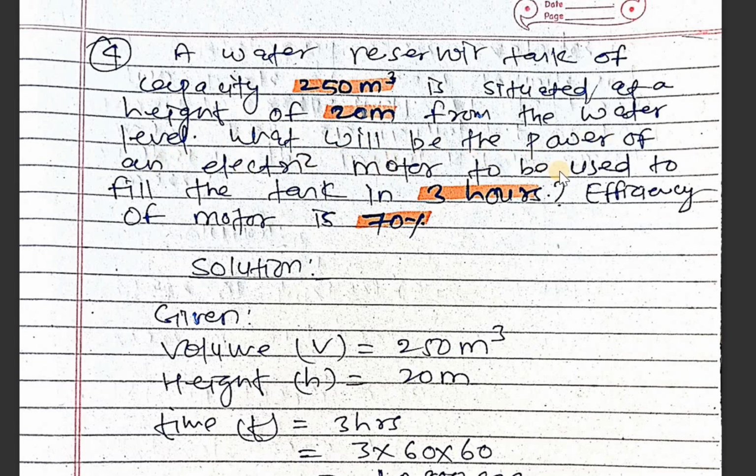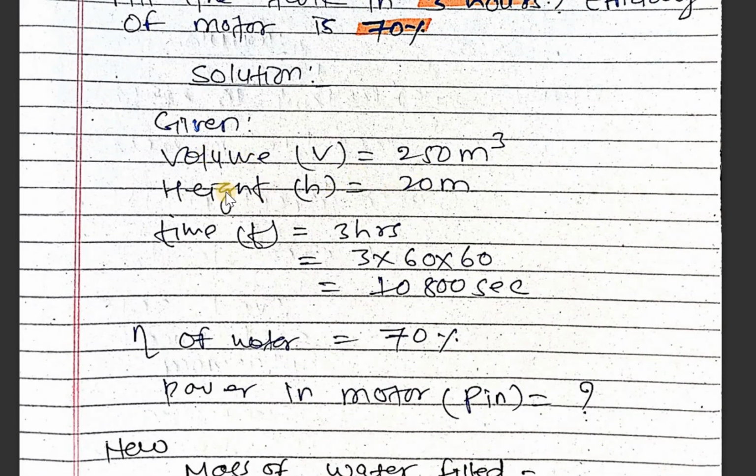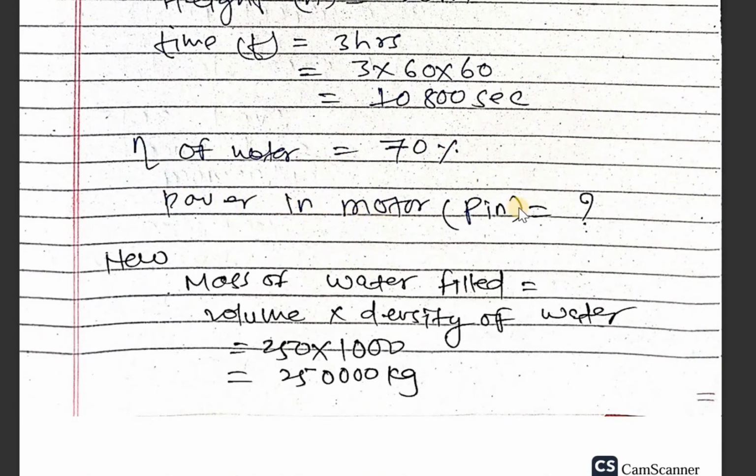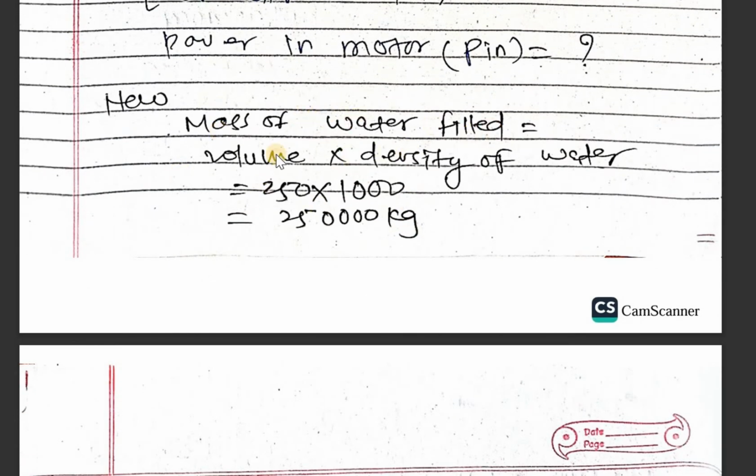We have to find the power of an electric motor. First of all, write all the given. Volume equal to 250, height equal to 20 meter, time equal to 3 hours. So 3 into 60 into 60, then you can get this hour in second. And efficiency of motor is 70%. We have to find P, the input power of the motor.